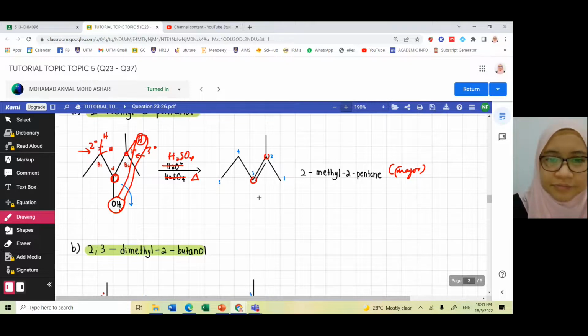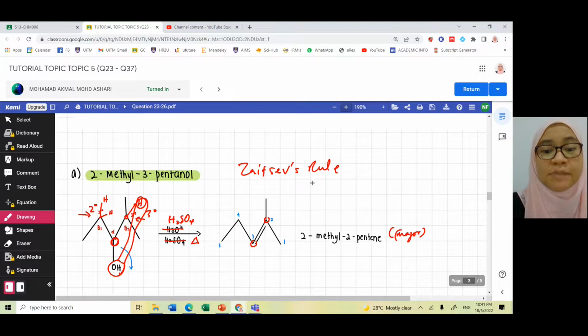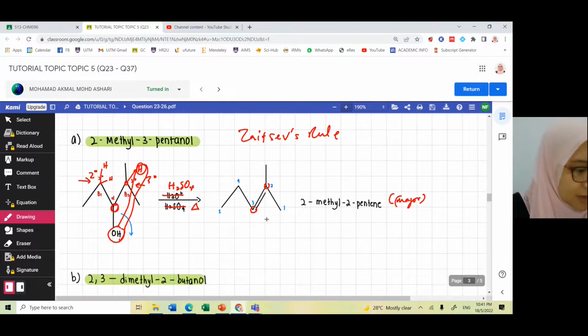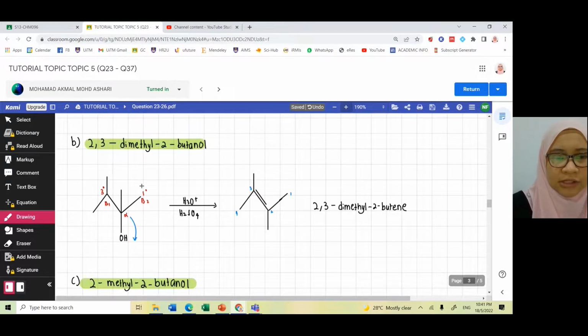Give the major, so you just have to draw only. Okay, so this is correct. And then 2,3-dimethyl butanol. 1, 2, 3, 4, so it is butanol. At carbon number 2 we have OH, and at carbon number 2 and 3 we have a methyl group. So we have 2 methyl groups.